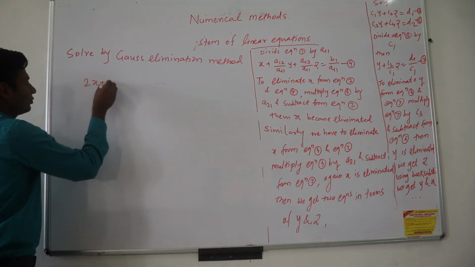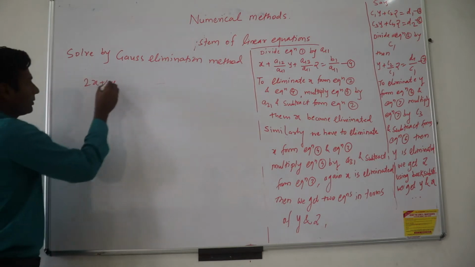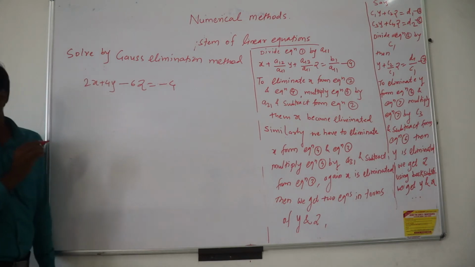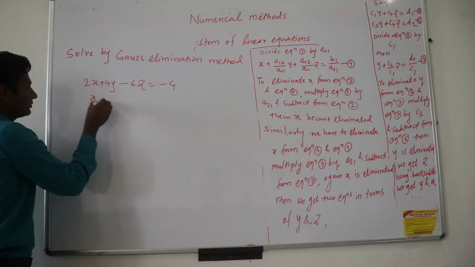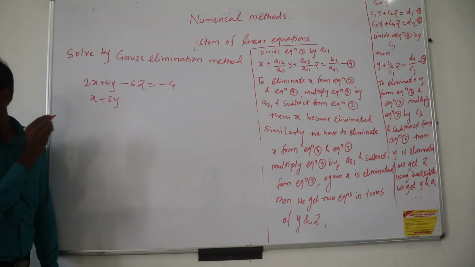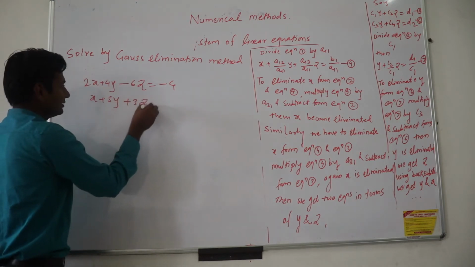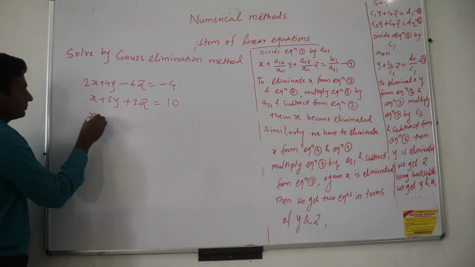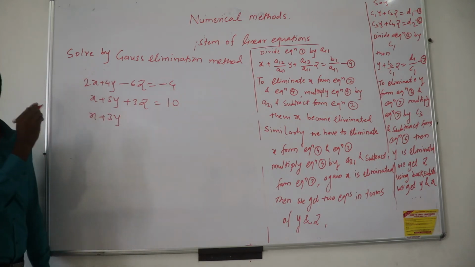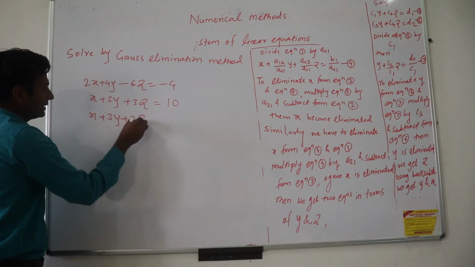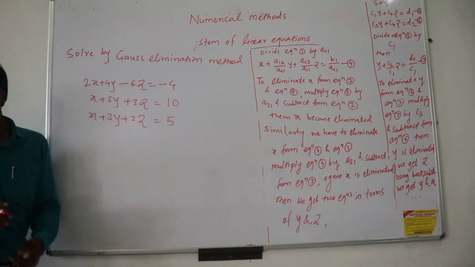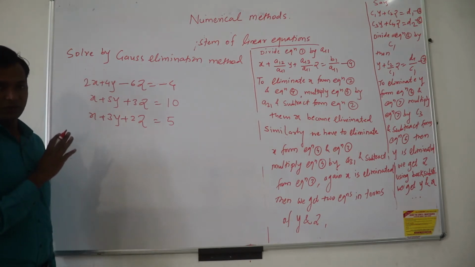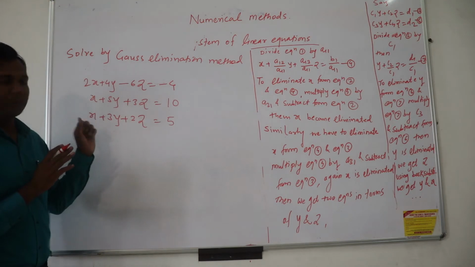2x plus 4y minus 6z is equal to minus 4. Then x plus 5y plus 3z is equal to 10. And the last one is x plus 3y plus 2z is equal to 5. This is a system of linear equations, and we have to solve it by the Gauss elimination method.